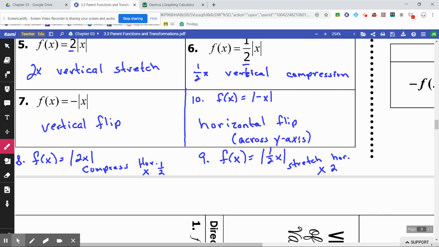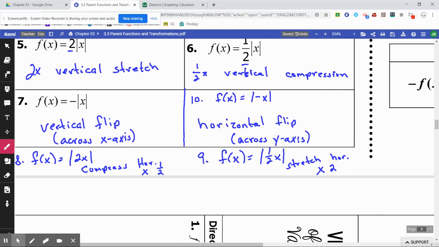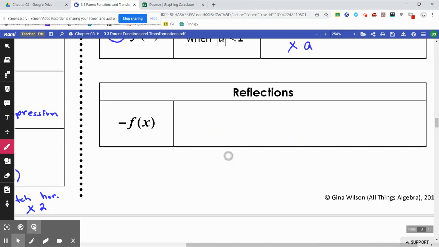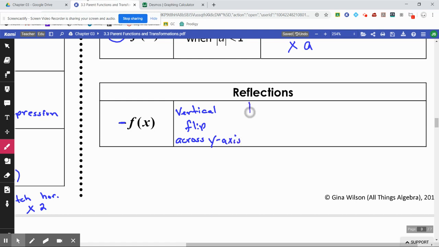So a vertical flip over here would flip it across the x-axis. So let's go over and apply that now to our guide. If a negative is applied to the outside of a function, this would be a vertical flip. And that would be across the y-axis.